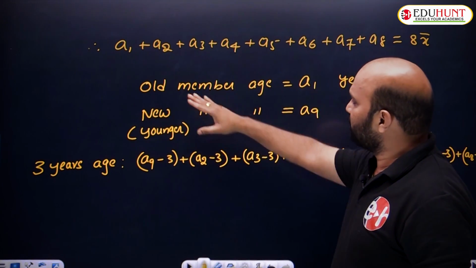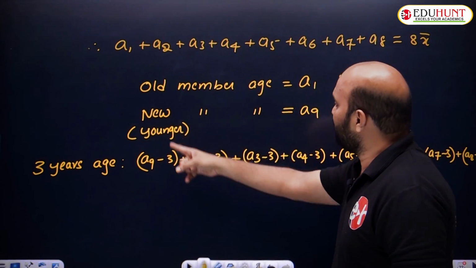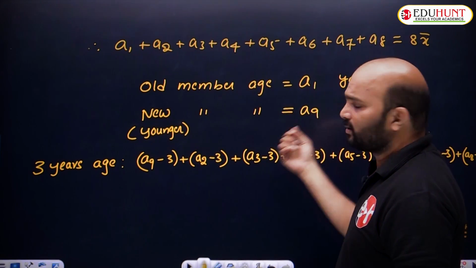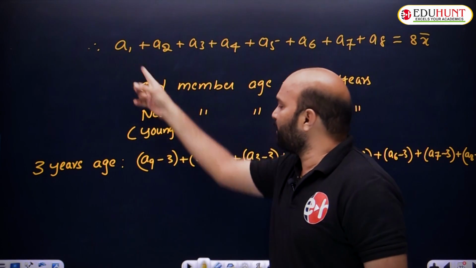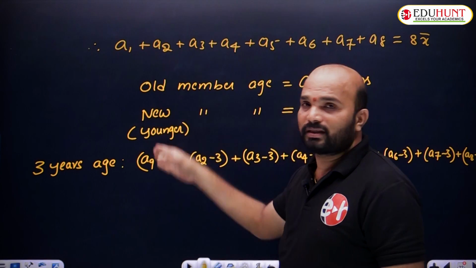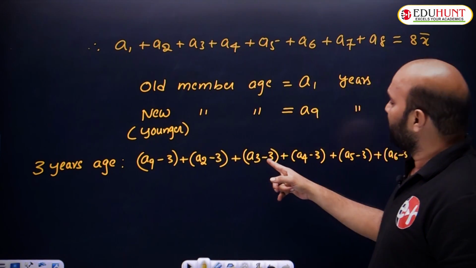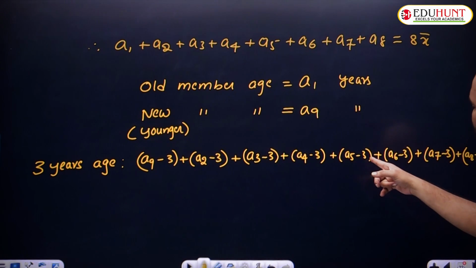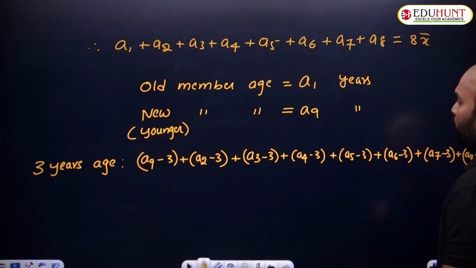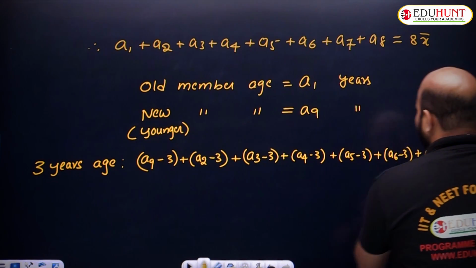But clearly we need to notice that the old member left the group, A1 replaced by A9. A9 is nothing but the younger member. So let me take A9 years as the age, and 3 years ago it is A9 minus 3. From A2 to A8, what is their age 3 years ago? A2 minus 3, A3 minus 3, A4 minus 3, A5 minus 3, A6 minus 3, A7 minus 3, A8 minus 3. And what is their average? The average is the whole divided by 8.